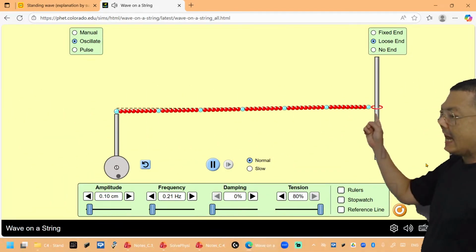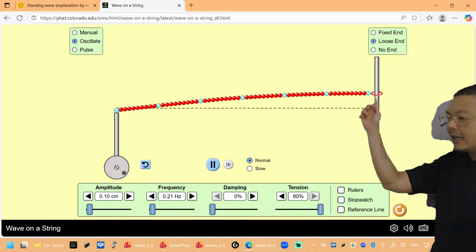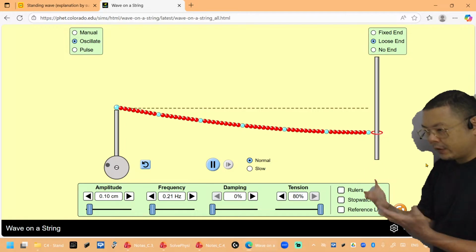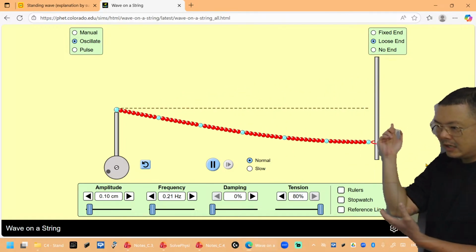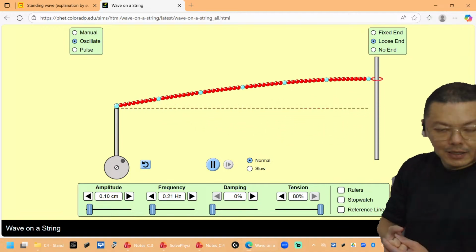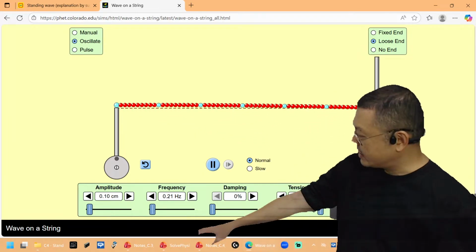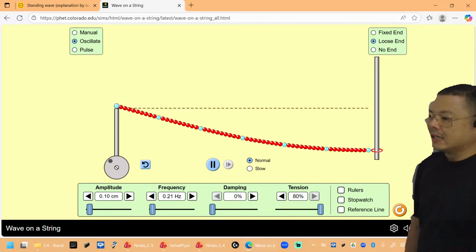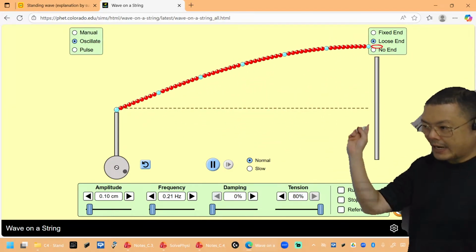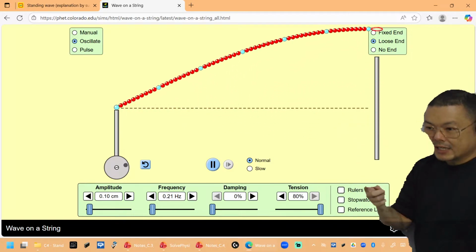Don't forget, this end here is loose, so it will be an antinode now, and therefore you will expect the first harmonic for this to be 1/4 of a wave. So you predicted that it will be 0.21, so I adjusted it to 0.21, and there we go. This is the first harmonic of one end closed, one end open, 1/4 of a wave. The question is, what's the next one?